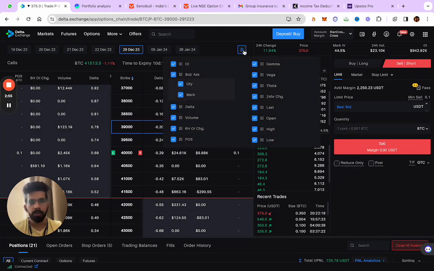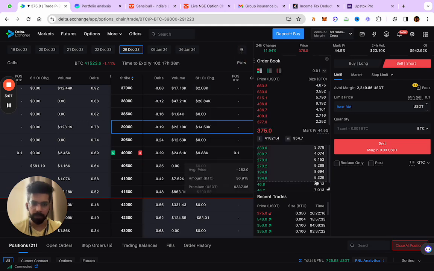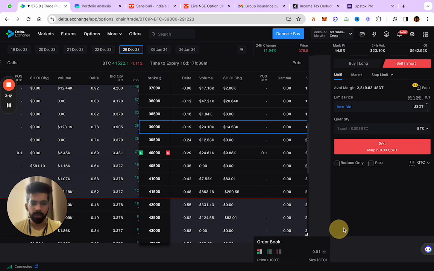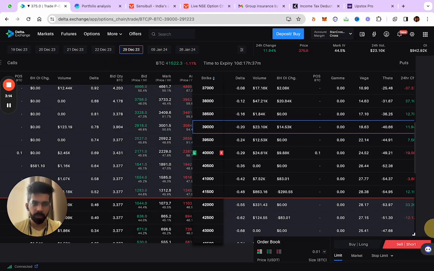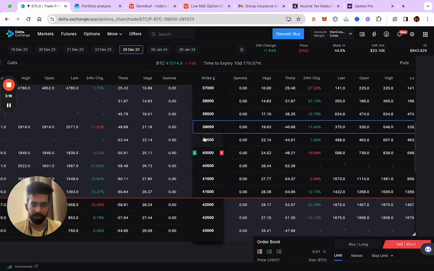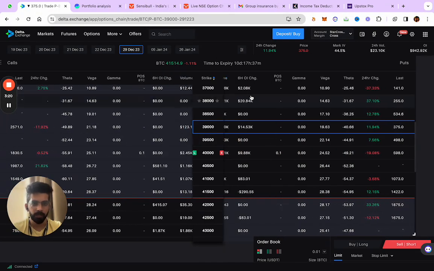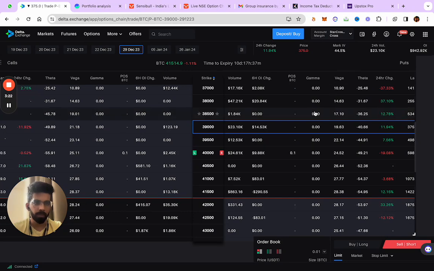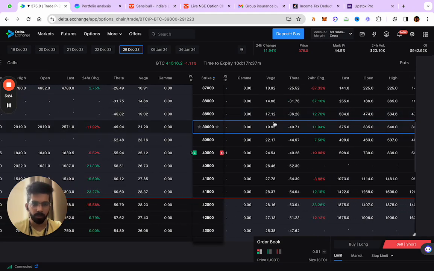Delta also offers you the flexibility to choose which of these features you want to display in the chart. And since I've chosen all of them, these are all of the features which are available inside the platform. You can also expand the option chain if you want and see it in a bigger view, which will show you all the option Greeks, as you can see here. So I can see the delta of the option, the gamma of the option, vega, theta, and so on.